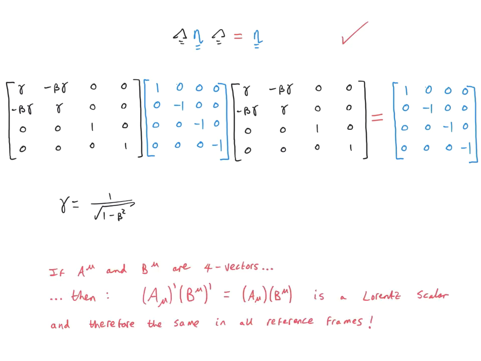So the punchline of all of this is that if A mu and B mu are genuine 4 vectors, then this object, the contraction A mu B mu, is the same in all reference frames. It's a Lorentz scalar. And this holds for any pair of 4 vectors. A and B could be any 4 vectors. They could also be the same 4 vector. In particular, the spacetime interval delta s squared, which is defined as this object, must therefore be a Lorentz scalar and is the same in all inertial reference frames. We saw in the previous lectures that this plays a very important role within the special theory of relativity.